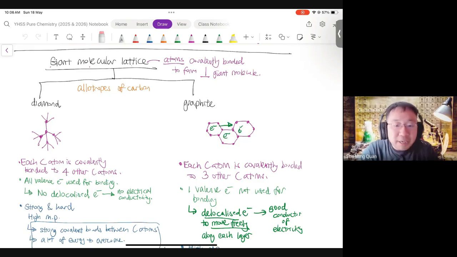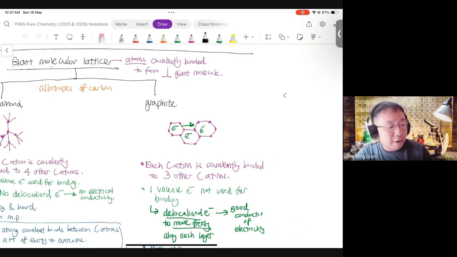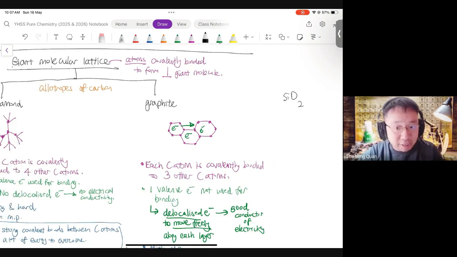Now, are these the only substances with a giant molecular lattice? The answer is no. Diamond and graphite are not the only substances with a giant molecular lattice. If you recall, yesterday I did say there are other substances with a giant molecular lattice. How can you tell? One way to tell is based on their melting points. If their melting points are high and it's between two non-metals, so for example, silicon dioxide. Silicon dioxide is SiO2. Si is a non-metal, oxygen is a non-metal. SiO2 has a giant molecular lattice.